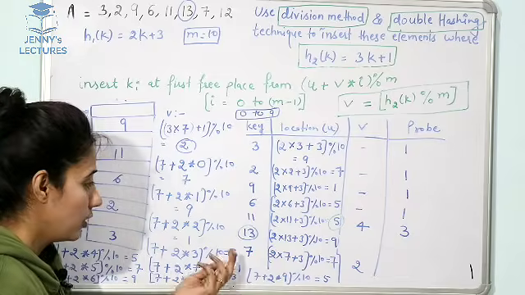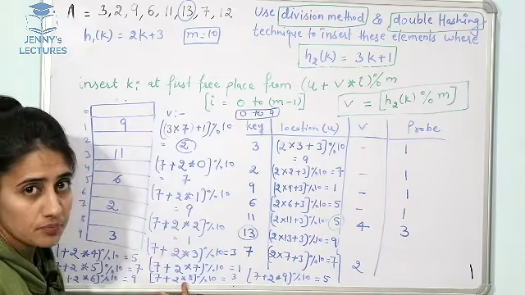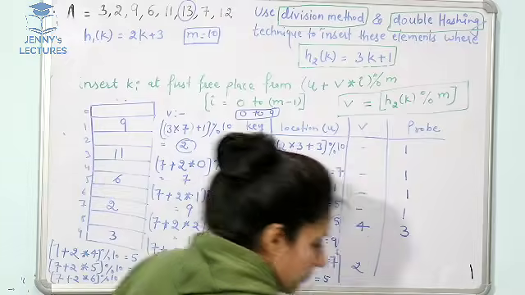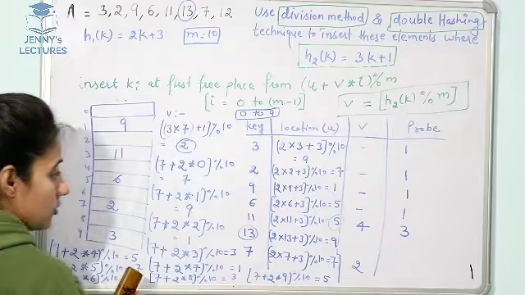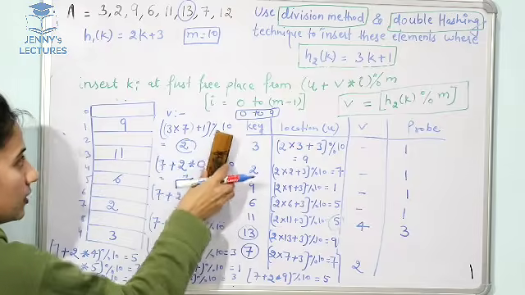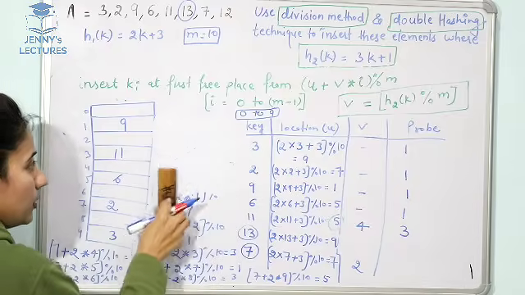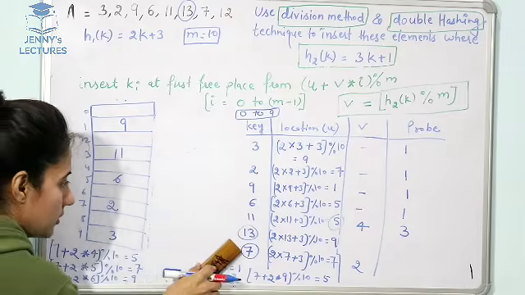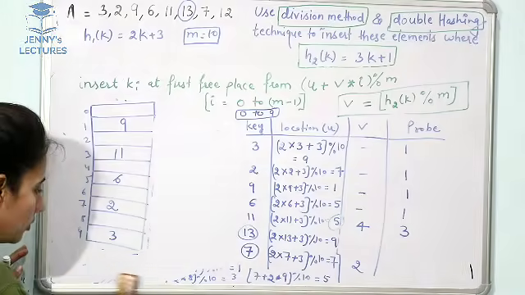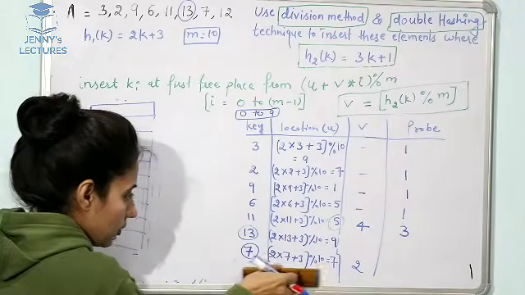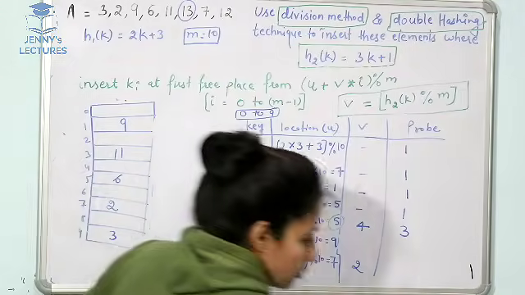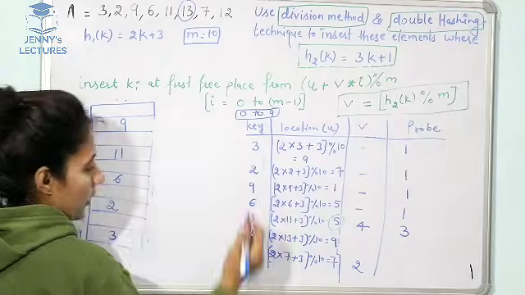Maybe you are not able to find the free location. No problem. So we cannot insert this 7 also. 13 cannot be inserted. 7 we are also not able to insert, because we have checked all the possible options, ranging I from 0 to 9. No problem. For 12 now.